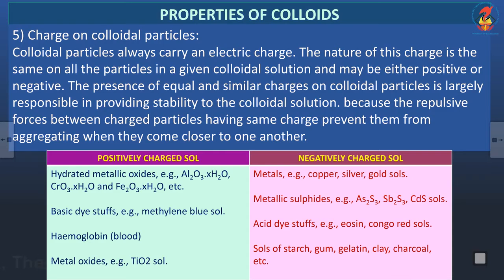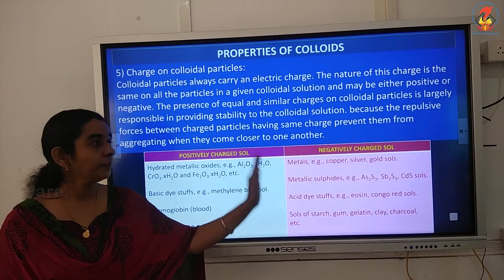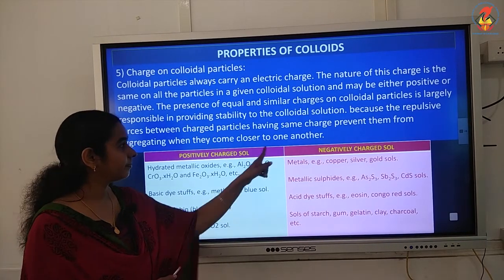Now, examples of negatively charged colloids: all the metal salts and their sulfides. For example, copper salt, silver salt, gold salt, all these are negative colloids. Then arsenic sulfide, antimony sulfide, cadmium sulfide, all the sulfides are negative colloids. Now, acidic dyestuffs are negative colloids. Then starch, gum, gelatin, clay, charcoal, etc. All these are examples of negative colloids. We have to study all the negative and positively charged colloids.